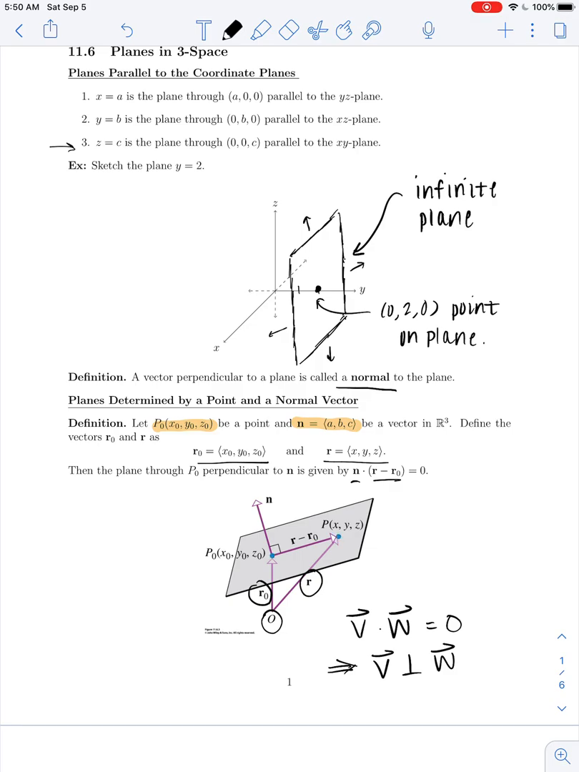It may seem silly to say it out loud, but remember that this is an equation, and in particular, do not forget the equals 0 portion. A lot of times students will compute the dot product of n and r minus r naught, but they'll forget to equate it to 0.